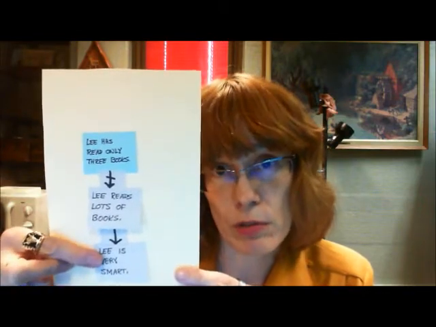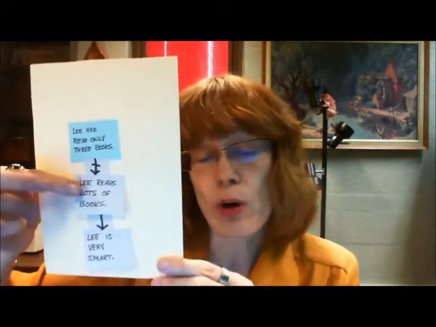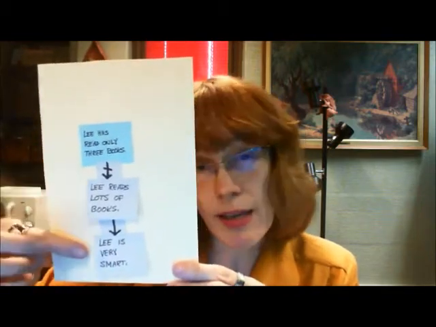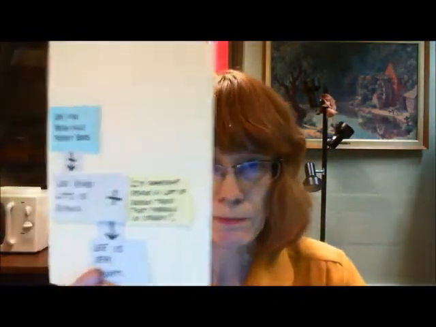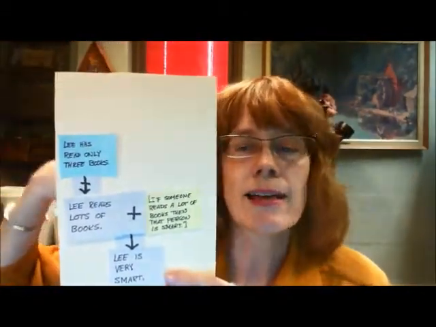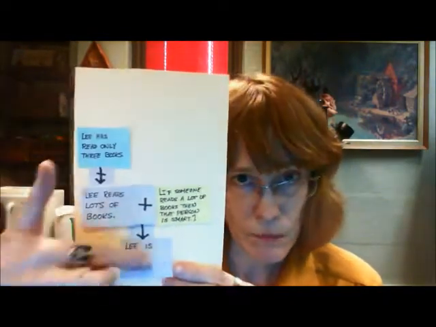So what this reason and this conclusion have in common is Lee. What's left over is reads lots of books, is very smart. We put that together. We have if reads lots of books, then very smart. Or if we wanted to make that a little bit more grammatical, something like if someone reads lots of books, then that person is very smart. Like that. And again, I put this in square brackets to indicate that I'm adding it. That's the hidden premise there, right?